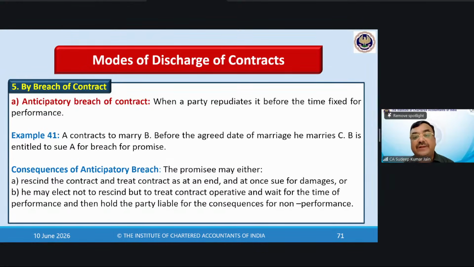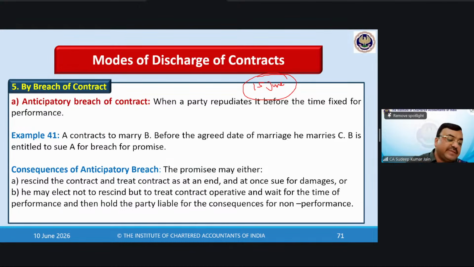Where a party repudiates, cancels, or denies it before the time fixed for performance. Suppose delivery of the goods is to be done on 15th June, and he informed the party on 11th that he is not going to deliver, that is, before the due date. Before the due date, it is called anticipatory breach. A contracts to marry B, but before the agreed date of marriage, he marries C. B is entitled to sue A for breach of promise.